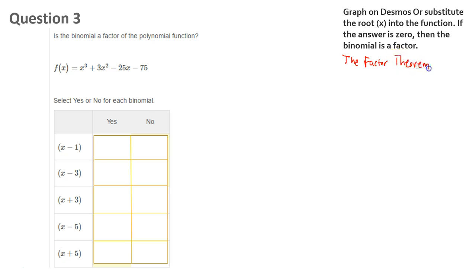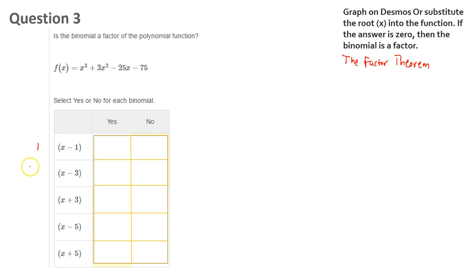With the factor theorem, we can determine the remainder when we divide one polynomial function by another. And if the remainder is 0, that means that this binomial is a factor. So if we take the opposite of this number here, instead of -1, we take the opposite, which is +1, and we substitute 1 into the function, that will give us our remainder. If the remainder happens to be 0, then it is a factor.